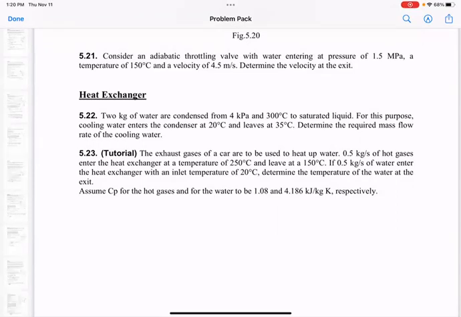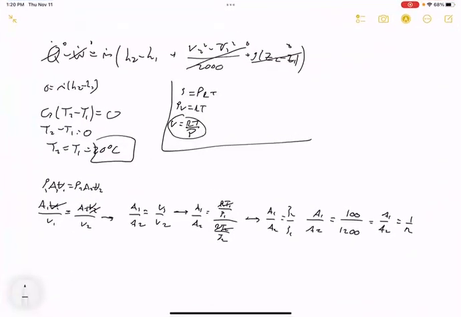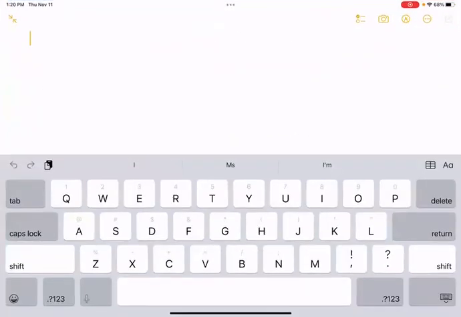Assume Cp for the hot gases and for water is 1.08 and 4.186 kilojoules per kilogram Kelvin, respectively. So this is our first heat exchanger question. So what is a heat exchanger?